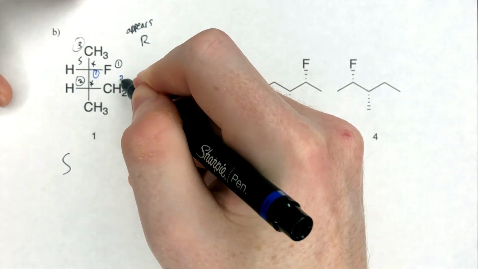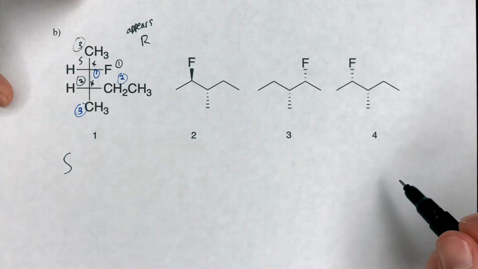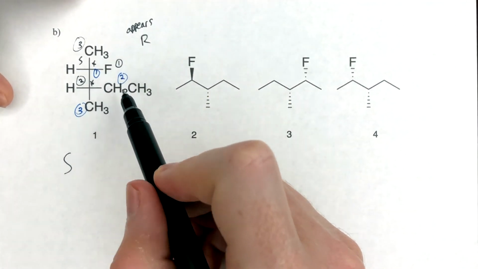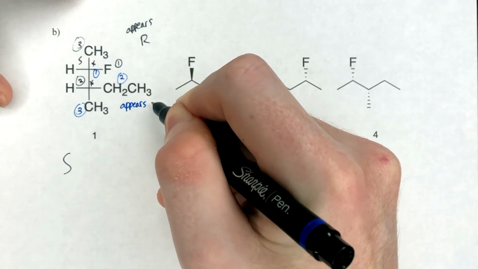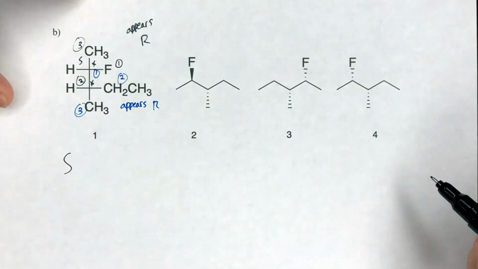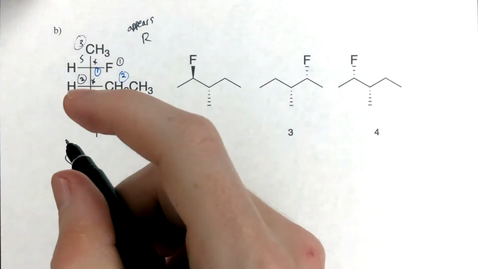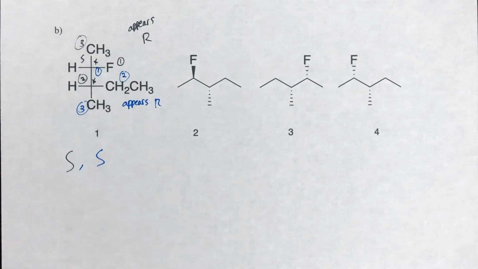Then the one bound to the carbons is next, and then the methyl is last, and the hydrogen, of course, is the lowest. So this appears to be R as well. It's going clockwise. The hydrogen is, again, in the front, which is the lowest priority, so this is actually S. Okay, so that's that one.